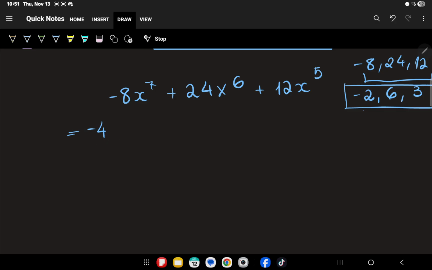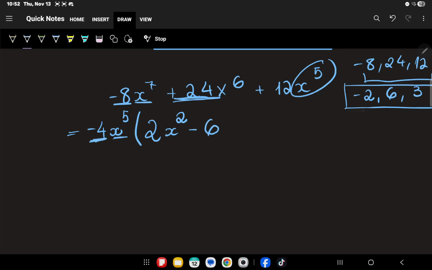All right, now we look at the x variable. Which x term has the lowest power? Well, it's x to the power 5. So we bring out x to the power 5. So what's left inside the bracket? We have -8 divided by -4. That is 2. We have x to the power of 7 divided by x to the power of 5. That'll be x to the power of 2. Positive 24 divided by -4.